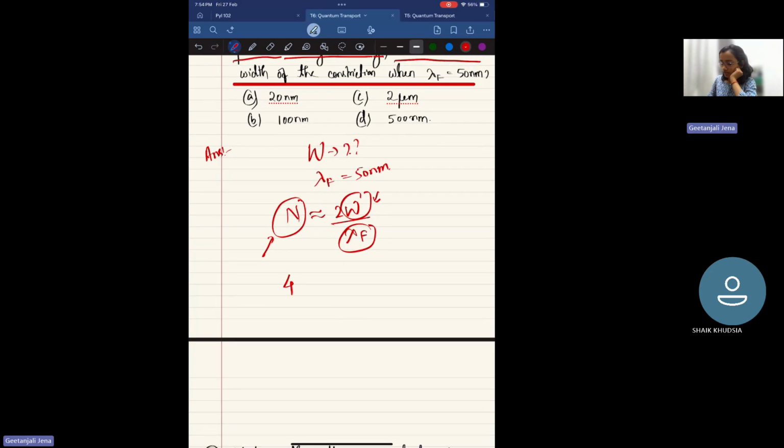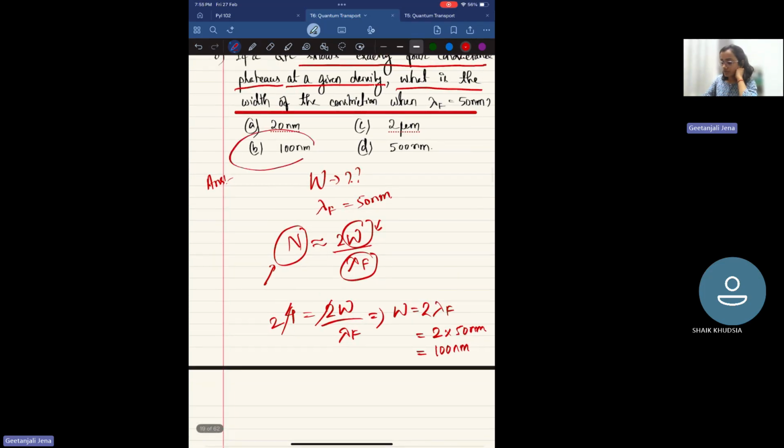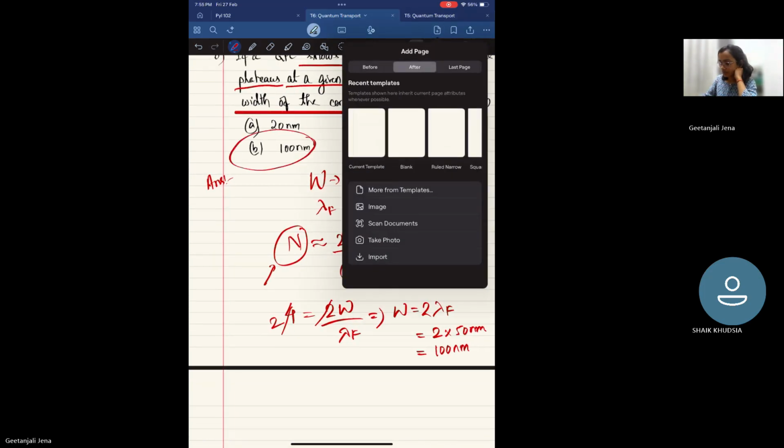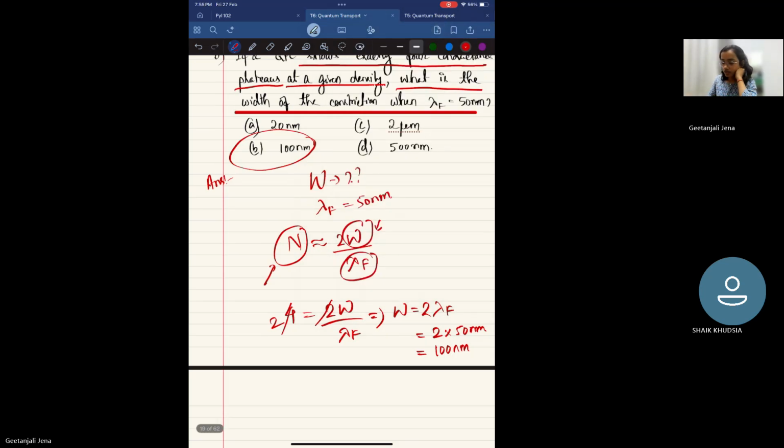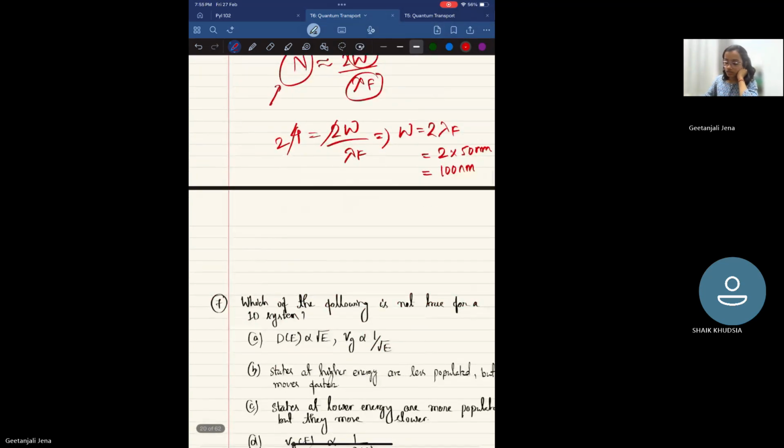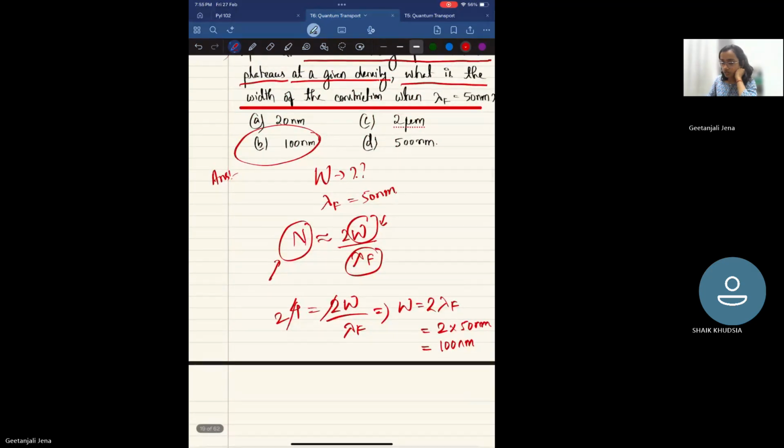So 4 is equal to 2W by lambda f. So W is 2 times lambda f. Lambda f is given as 50 nanometer. So that means it is 100 nanometer. So the constriction width will be option B, 100 nanometer. Option B. So is it clear?